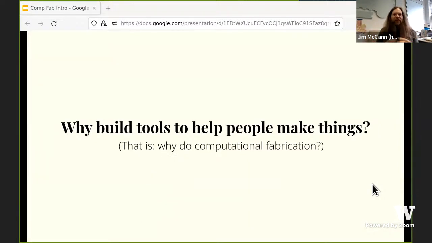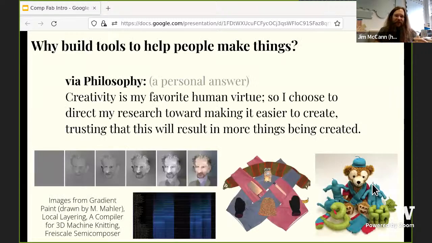So here's the question. Why build tools to help people make things? That is, why do computational fabrication at all? And I have a philosophical answer to that. It's a personal answer, but it's this. It's that creativity is my favorite human virtue, so I choose to direct my research toward making it easier to create, trusting this will result in more things being created. If you want people to do something, you make it easier for them to do.